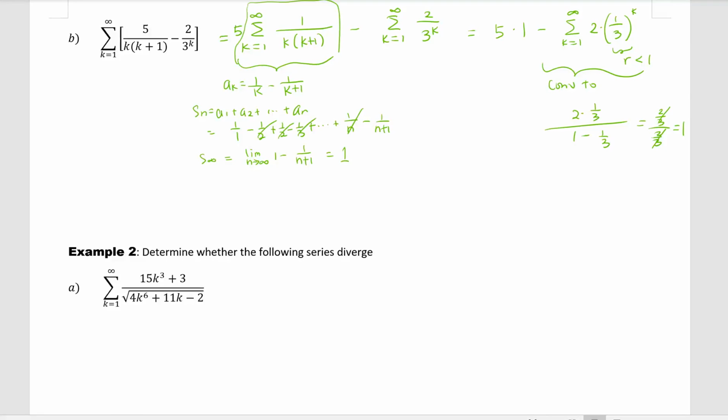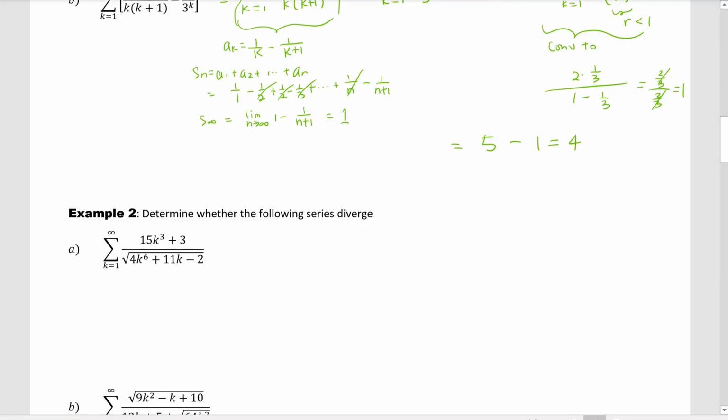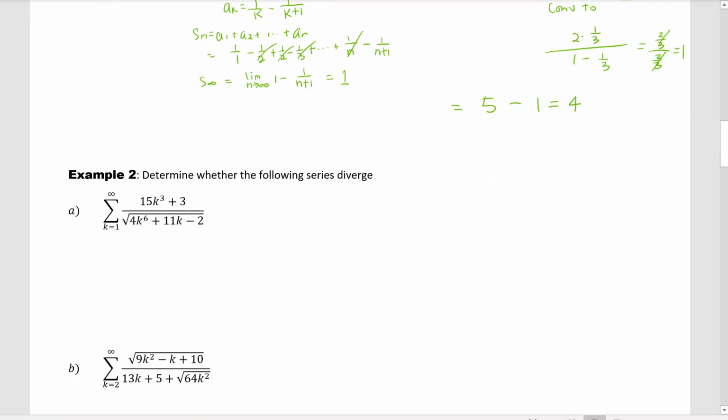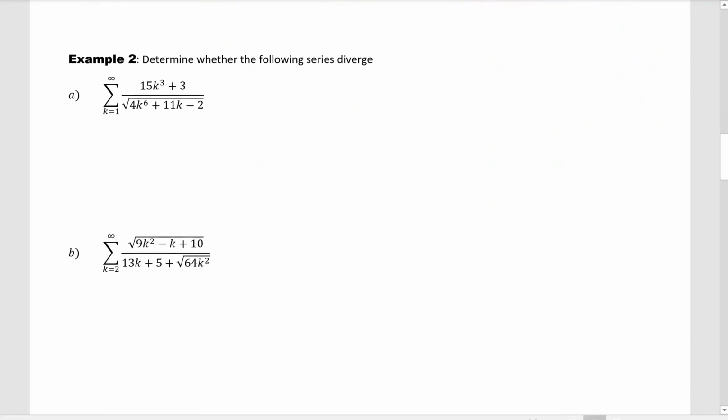Okay, so our answer is 5 times 1 is 5, minus 1. So that is 4. Okay, so this is our answer. So in these problems, we use properties of the series, okay? And we also use the concepts we learned from last session, the geometric series and the telescoping series.